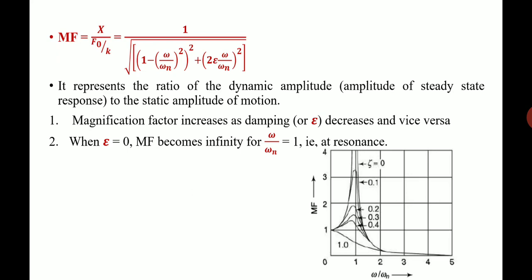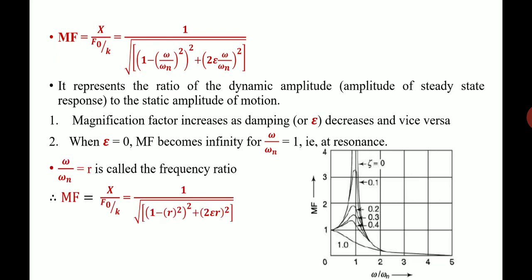As you can see, as the value of damping ratio epsilon increases, the peak of the magnification factor decreases. That is, the amplitude of vibration also decreases. So that is an inference. Now the term omega by omega n is called the frequency ratio and can be represented using the letter r. In the equation for magnification factor, you can substitute omega by omega n as r, and on simplifying you will get 1 by root of (1 minus r square) the whole square plus (2 epsilon r) the whole square. So that is the magnification factor.